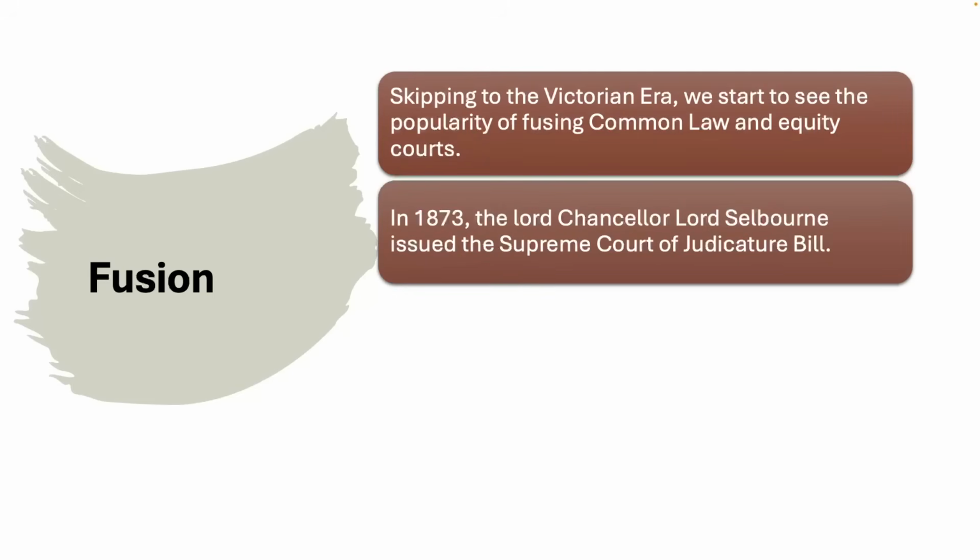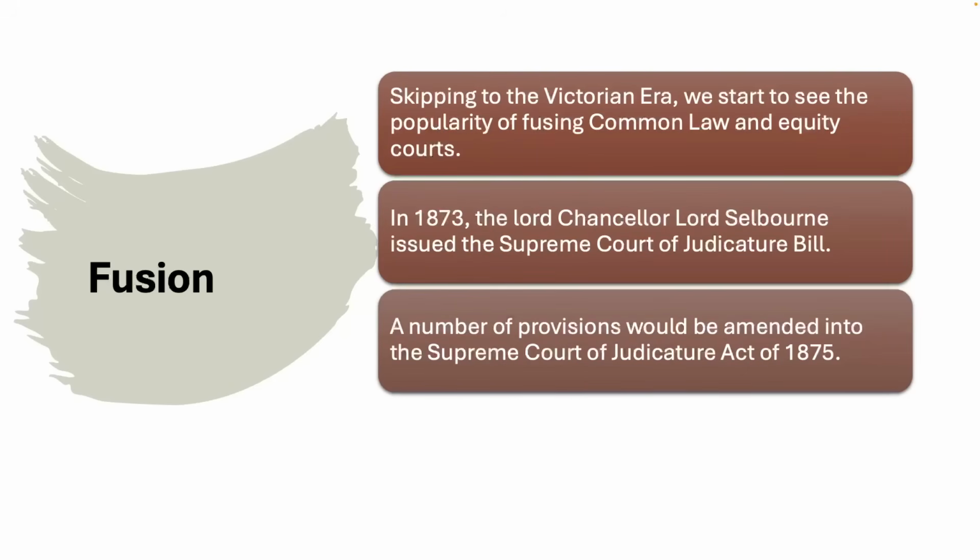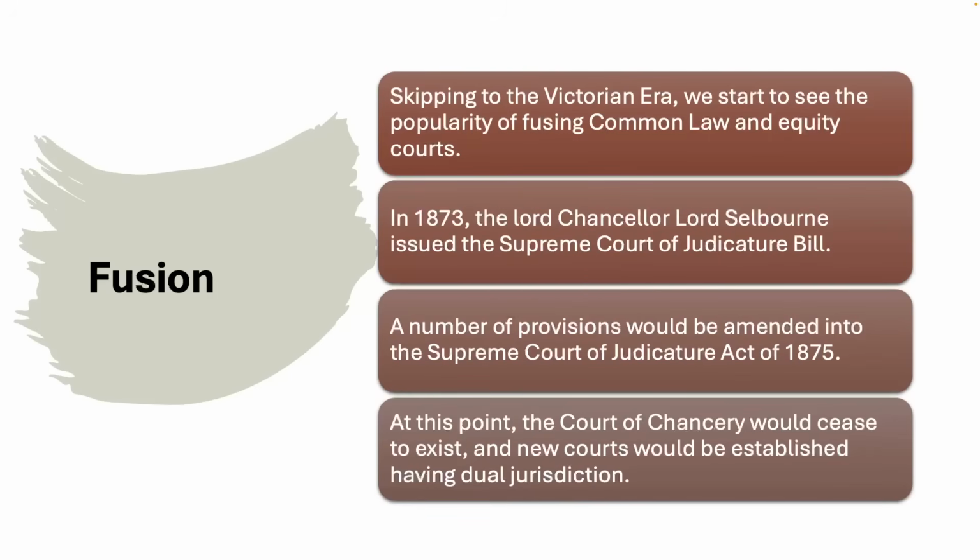Well, in 1873, the Lord Chancellor, Lord Selborne, issued the Supreme Court of Judicature Bill, the first Judicature Act, which was then followed and amended into the Supreme Court of Judicature Act of 1875, which is why we say that there are two Judicature Acts. There's the one from 1873, and then there's one from 1875. Essentially, the latter statute just makes some basic amendments to some of the provisions of the earlier statute. At this point, then, the Court of Chancery would cease to exist, and all new courts would be established having existing dual jurisdiction between common law and equity.